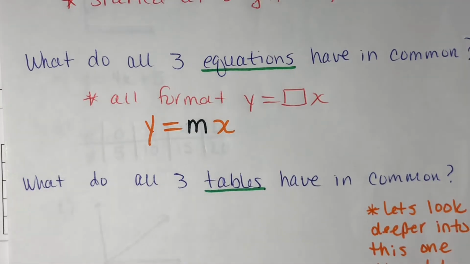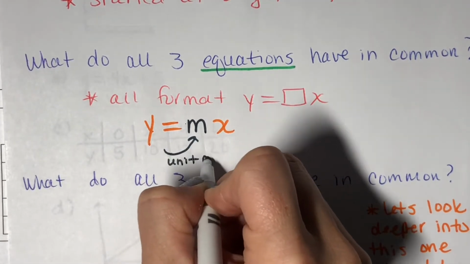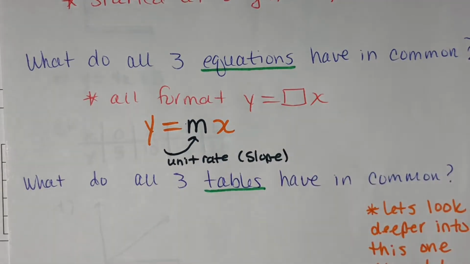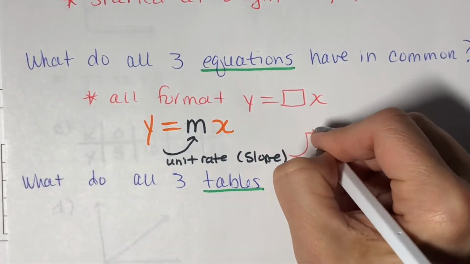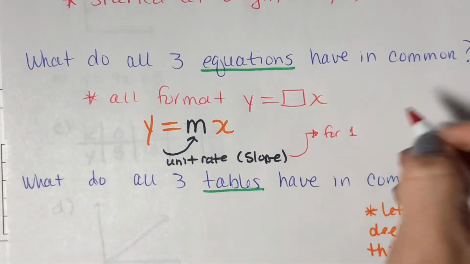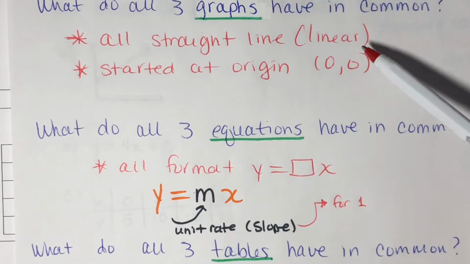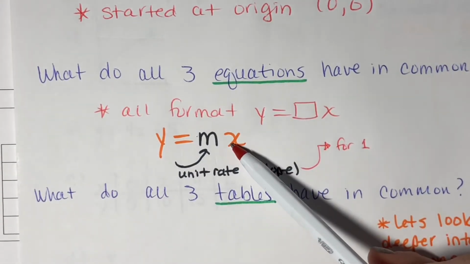Remember, we use the letter m to stand for slope. Slope is the same thing as your unit rate, right? So this is m, referred to as, we're not going to call it unit rate anymore because we're in our linear functions unit. It is now slope, and that basically means for one. For one rate, for one change, it's unit rate. So we know that all three of these graphs are straight lines through the origin. They're written in the format y equals mx.